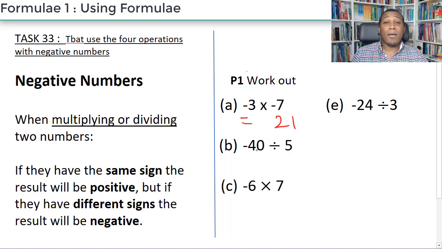For B, what's 40 divided by 5? The answer is 8. Are the signs the same? No. And if the signs are different, then the answer has to be negative. So the answer for B is negative 8.